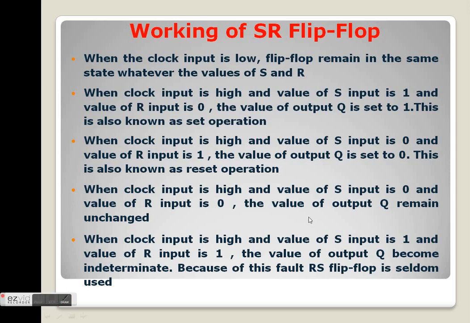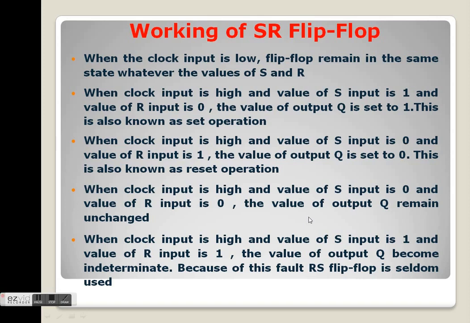Firstly, suppose the value of S is 1 and the value of R is 0. In this case, the output Q will be 1, and this operation is known as the set operation. The second case is when the value of the input S is 0 and the value of input R is 1. In this case, the value of the output Q will be 0, and this operation is known as the reset operation. The third case is when the value of S is 0 and the value of R is 0. In this case, the value of output will remain unchanged. It will remain as its previous state.